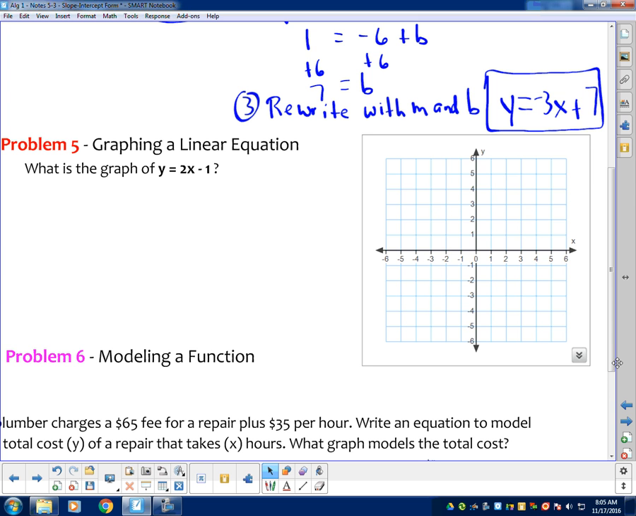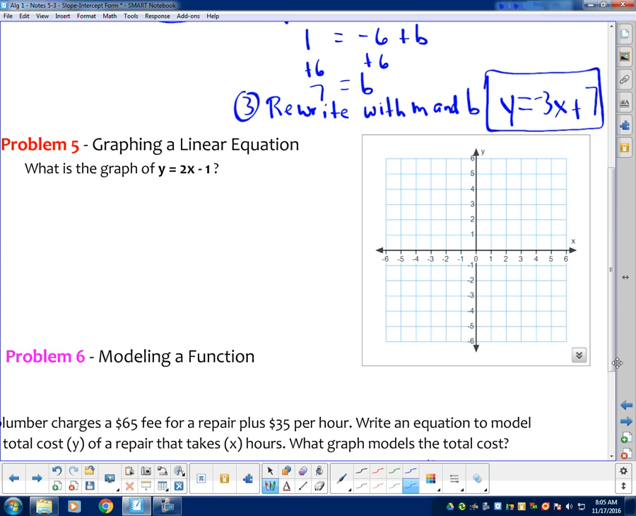All right, go to the other directions. We worked on writing the equation of a line given a slope and a y-intercept, or given the graph of a line, or given 2 points. Now we're given the equation of a line, y equals 2x minus 1, and we're asked to graph it.